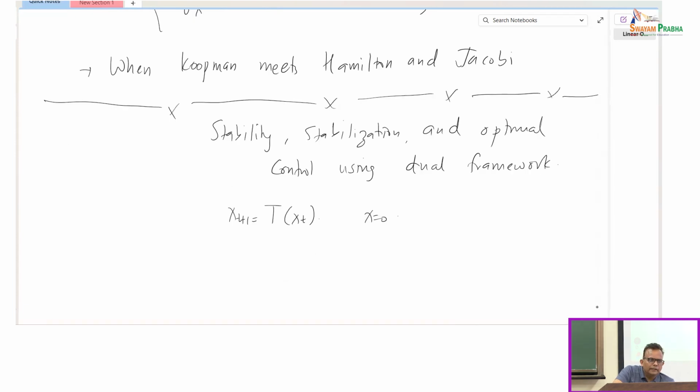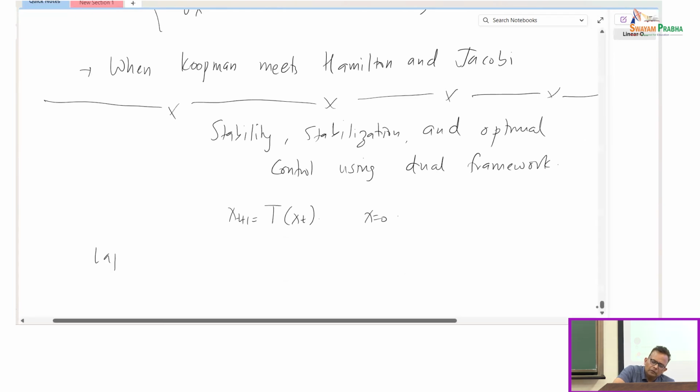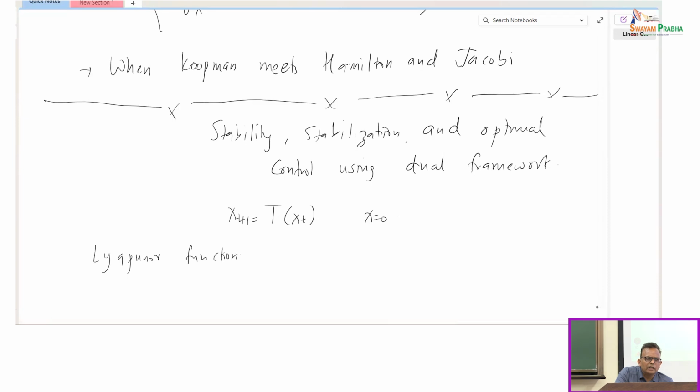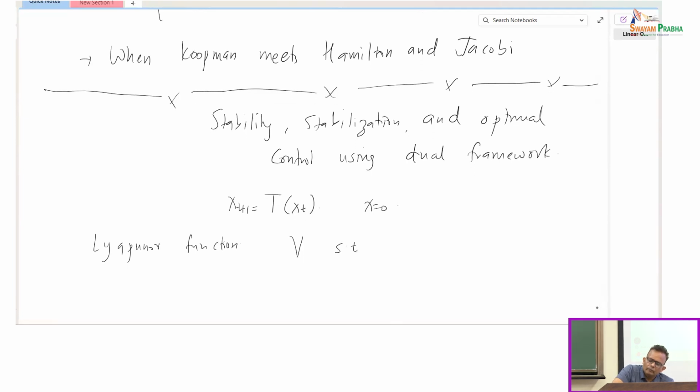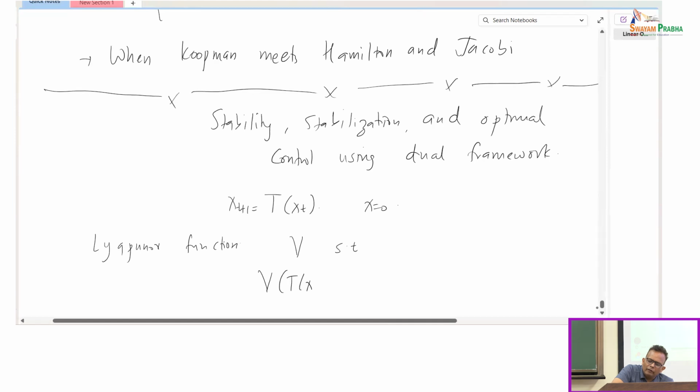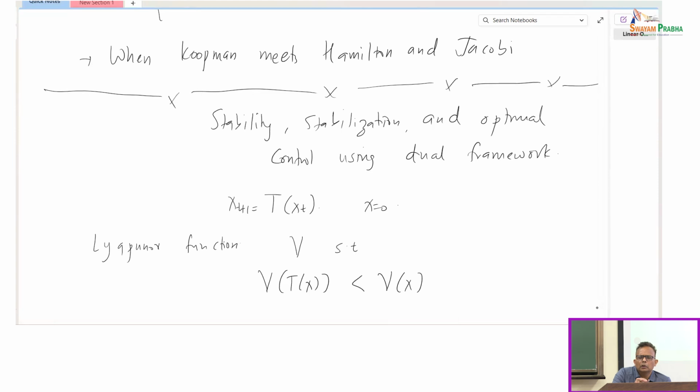Using a Lyapunov function, right? So if there is a Lyapunov function, I'm not going to write down all the technical conditions for the Lyapunov function. It has to be positive, C1, and so on and so forth. I'm just going to write it like this. Lyapunov function V such that V(P(x)) is less than V(x), right? That's the condition, so along the trajectory, V is decreasing, right? Everybody is familiar with this, right?